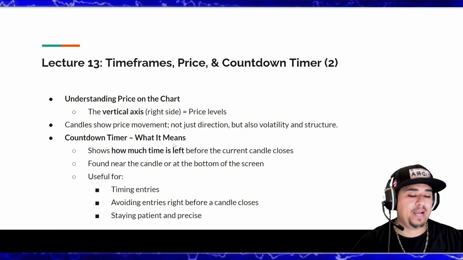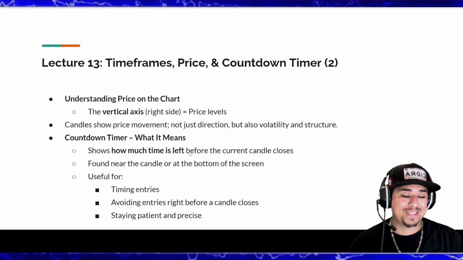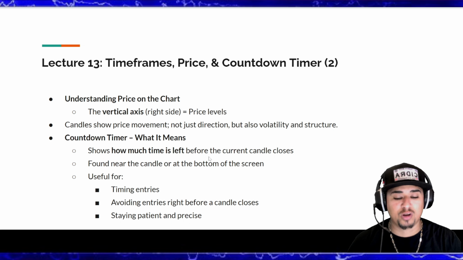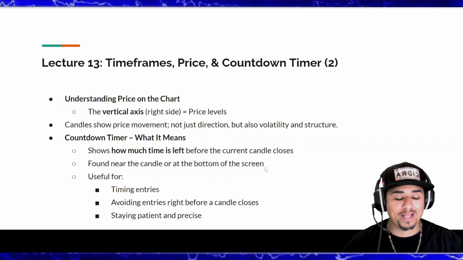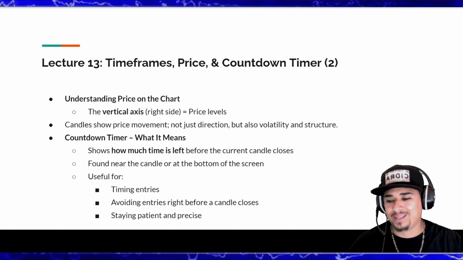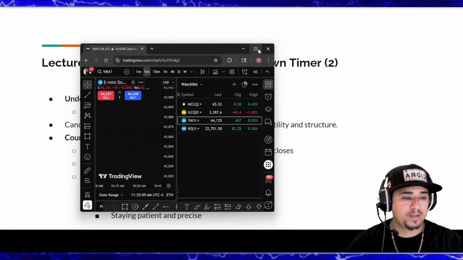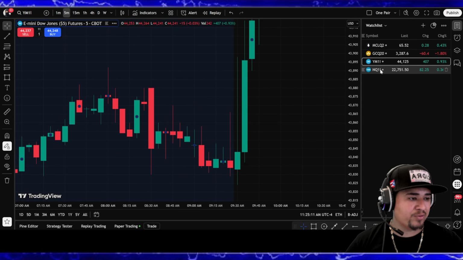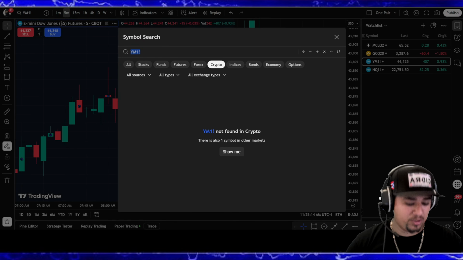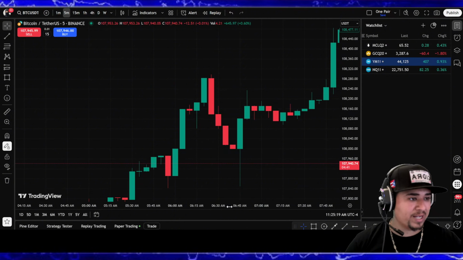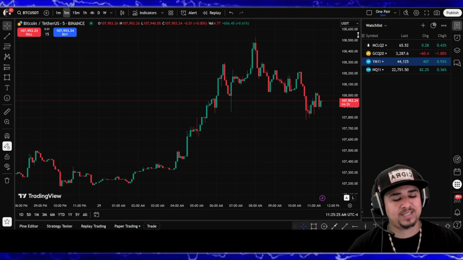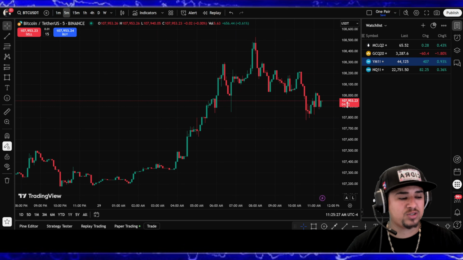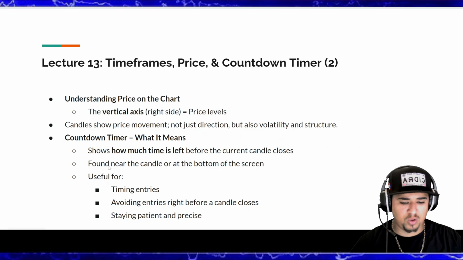The countdown timer, what it means, it just shows you how much time is left before the current candle closes. And it is found near the candle or at the bottom of the screen. Well, that depends on the platform. On this platform, if we were looking at crypto, we do have a countdown timer. Actually, it's right here. You see it right here on the right. So literally in this same price axis, you're going to see the countdown timer right there.